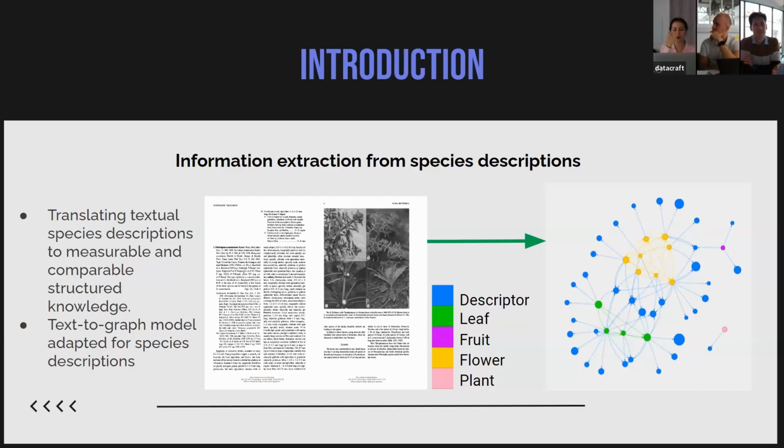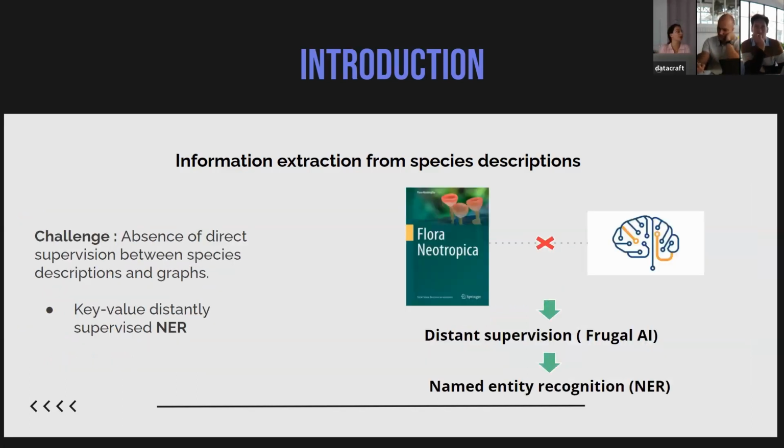It's really hard to take and translate it into a graph manually. And here is where deep learning comes in handy. And that's why we have the need to develop a text-to-graph model that is adapted for species descriptions. So the first challenge we have encountered during our project is the absence of direct supervision and direct matching between our species descriptions and the graphs we want to extract from those species descriptions, which puts us directly in a context of distant supervision, which is directly linked to our theme today, which is Frugal AI.